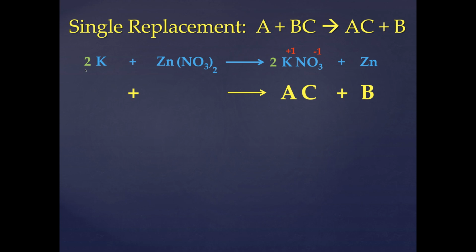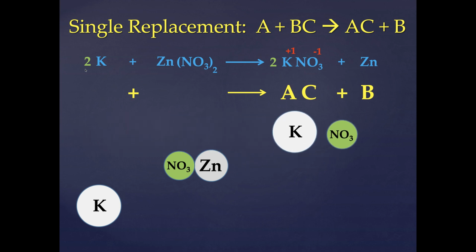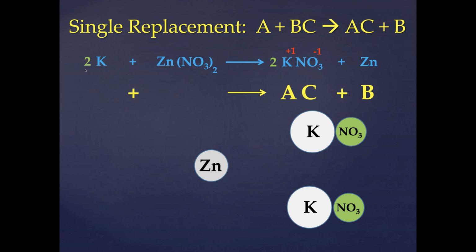Okay, this is what it looks like. We have two Ks and zinc nitrate. The Ks will take the zinc's place, and the zinc will go off by itself. So the K will bond with one NO3, the K will bond with the other NO3, and the poor zinc will end up single. Single replacement.